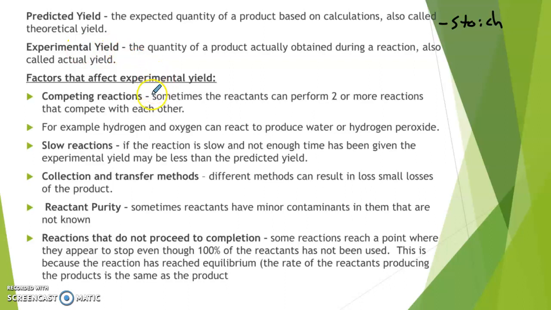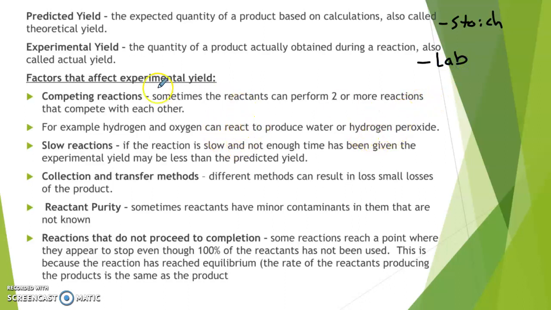Experimental yield is what happens when you do a lab. When you do a lab, you're going to do measurements. You're going to weigh your products on a scale, and you're going to see what you actually got as an experiment. So the quantity of a product actually obtained during a reaction, also called actual yield, this is your lab.